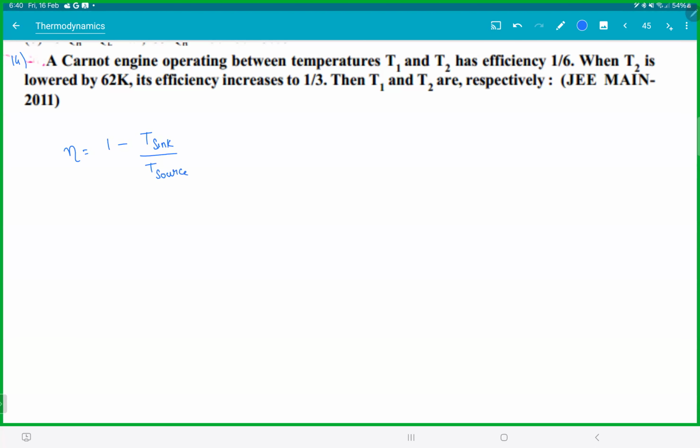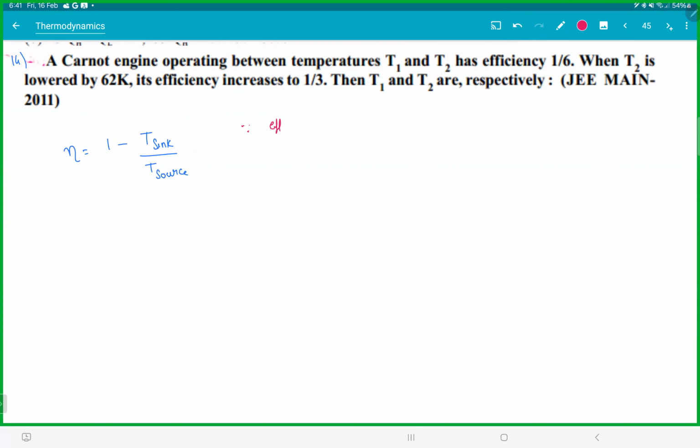Now try to understand. He's saying when T1, T2 are there, efficiency is 1 by 6. Fair enough. When T2 is lowered by 62, efficiency increased. So logically, suppose T2 was sink, that is the numerator. If I decrease this number, will the efficiency increase or decrease? Efficiency would increase, right? Because it is 1 minus. Suppose T2 was source, if you decrease this number, the whole thing would have increased and the efficiency would have decreased. Is that making sense? So therefore, T2 is the sink.